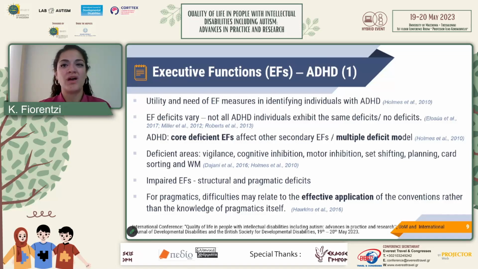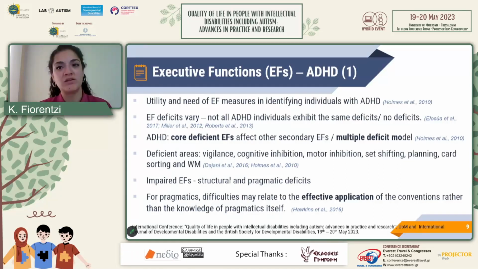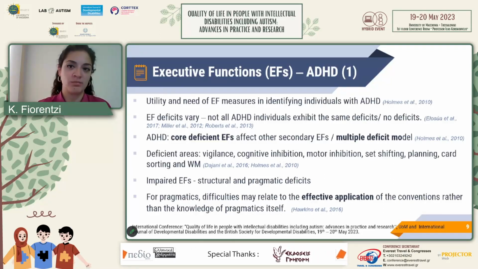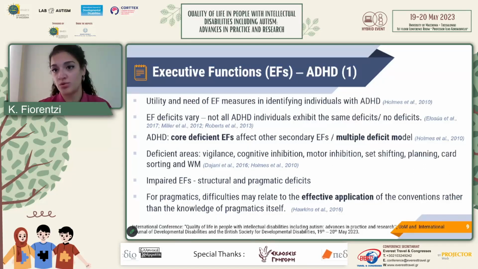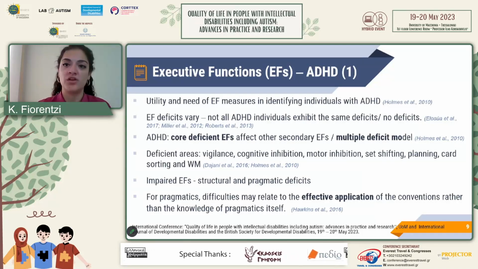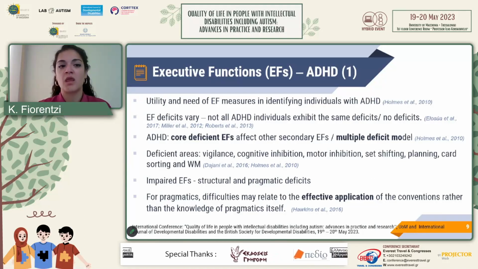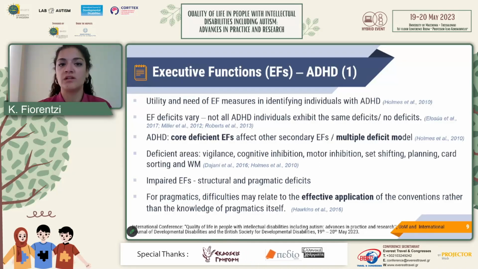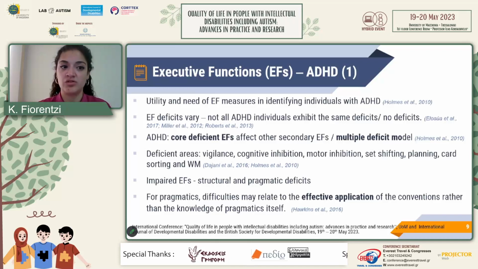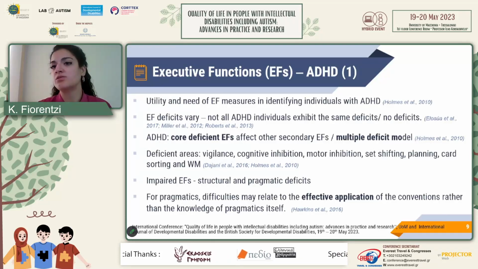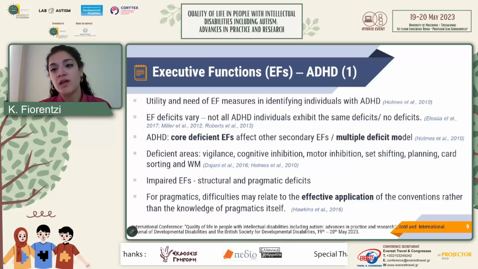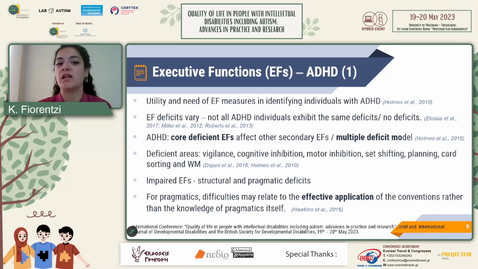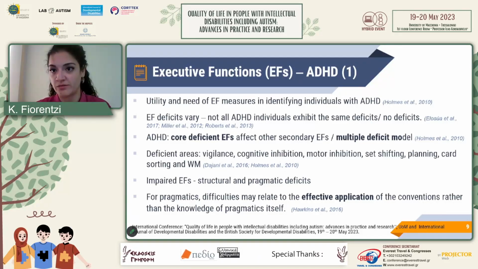ADHD appears to have some core deficits that may in turn cause secondary deficits in executive functions. This is one speculation. However, there is another model that says that we have multiple deficient executive functions. The areas that seem to be affected in ADHD are vigilance, cognitive inhibition, motor inhibition, set shifting, planning, sorting, and working memory. We have impaired executive functions, and these can relate to structural and pragmatic deficits.